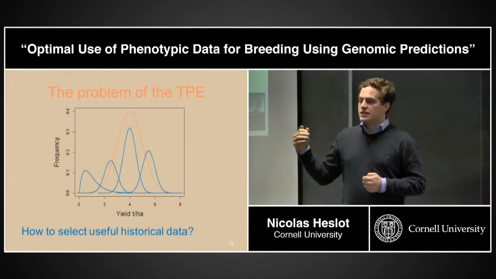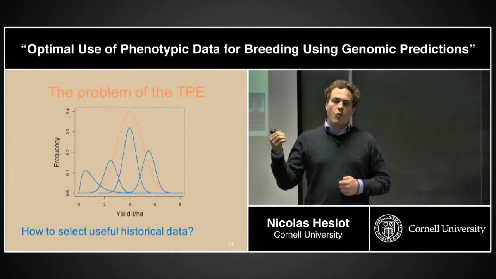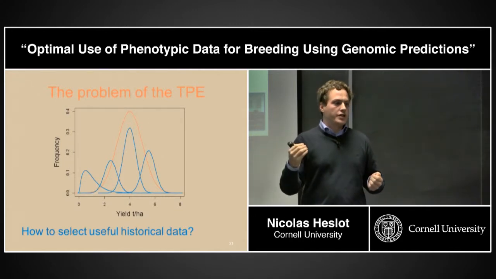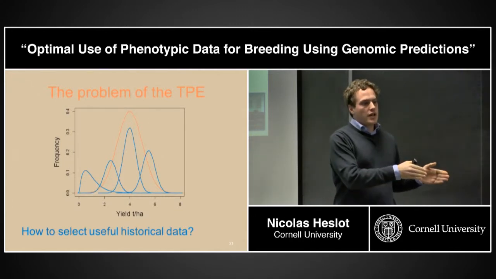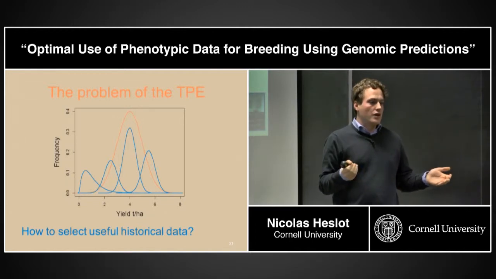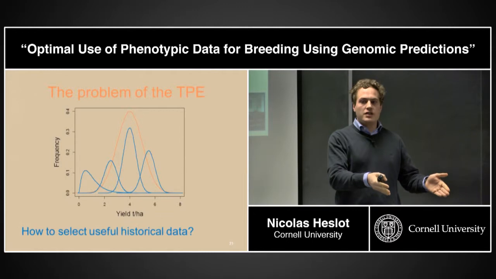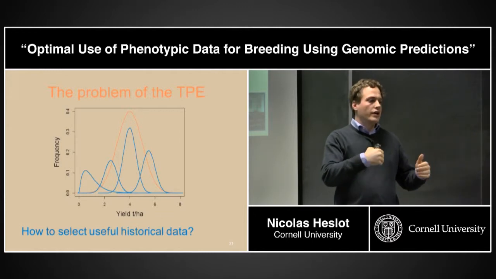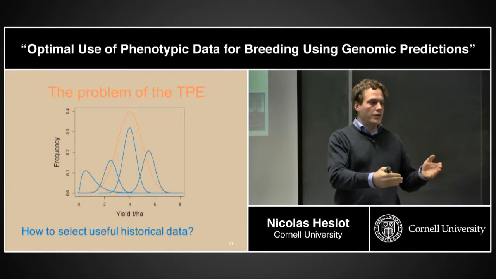And you can see that it's probably more important with GS than with phenotypic selection, because in the context of phenotypic selection, phenotypic data has a limited shelf life. So if a sample of phenotypic data is a bad sample of the TPE, it's going to impact the breeding gain for a few years.